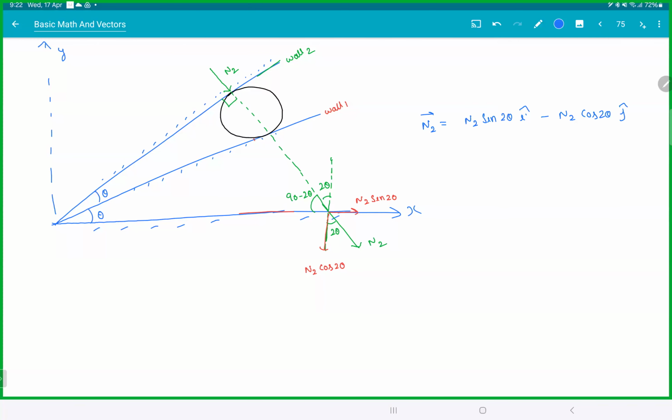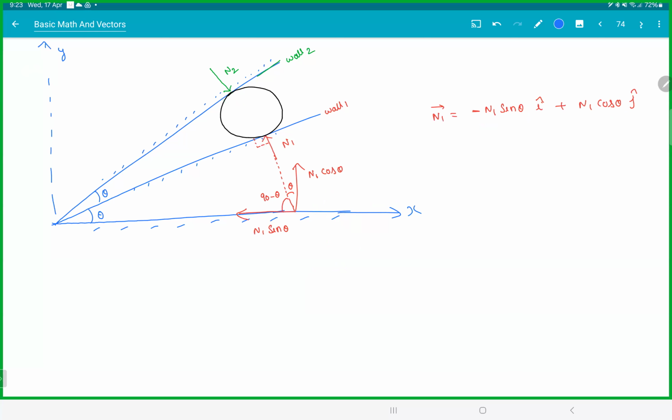Clear? All clear with this? Let's see one more. Any doubts on this? How to get the components? I hope this is clear. Let's see one more.